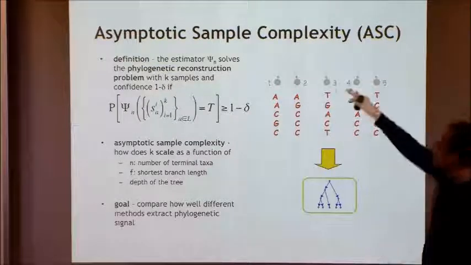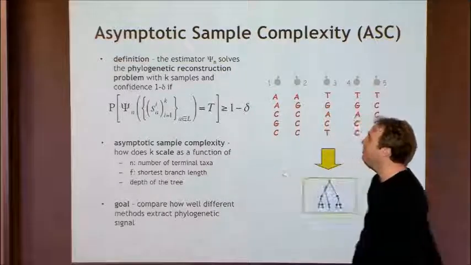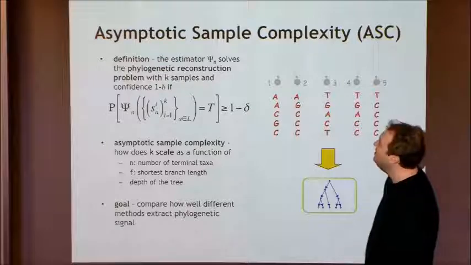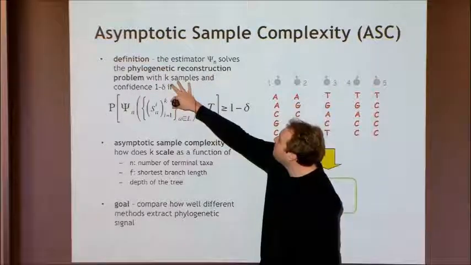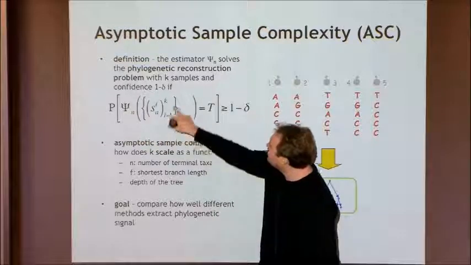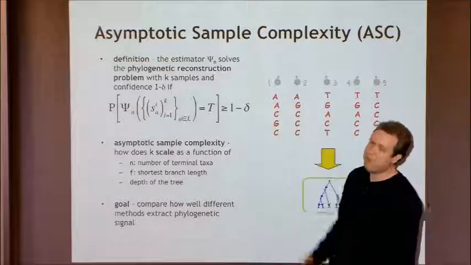Right, so I'm looking at a particular method that's statistically consistent: as k, the sequence length, goes to infinity, I'm guaranteed to recover the true tree. Now, what I'm going to be interested in is, how fast do I get there? Okay, so I'm going to say that I reconstruct with a sample complexity of k if the probability of reconstructing the correct tree with sequences of length k is at least 1 minus delta.